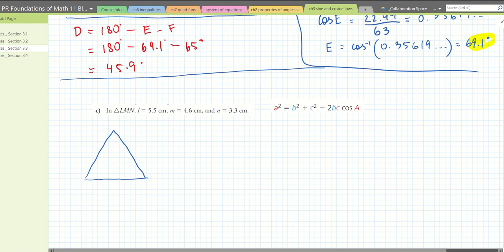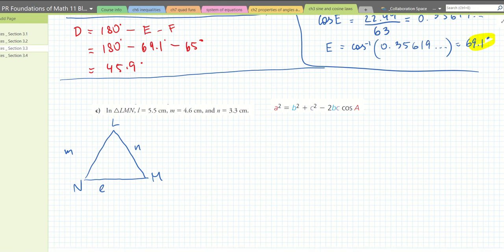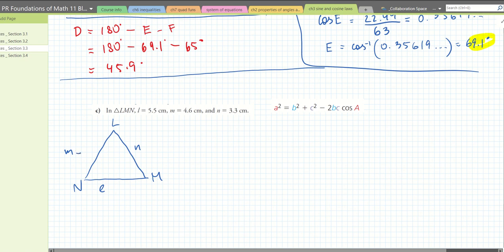We have sides LMN, which means we're going to have lowercase n here, lowercase m, and lowercase l. Again, we're given all the sides, we're missing all of the angles. So side M is 4.6, side N is 3.3, and L is 5.5. Okay, all this is in centimeters. And we need to round to 1 decimal place.